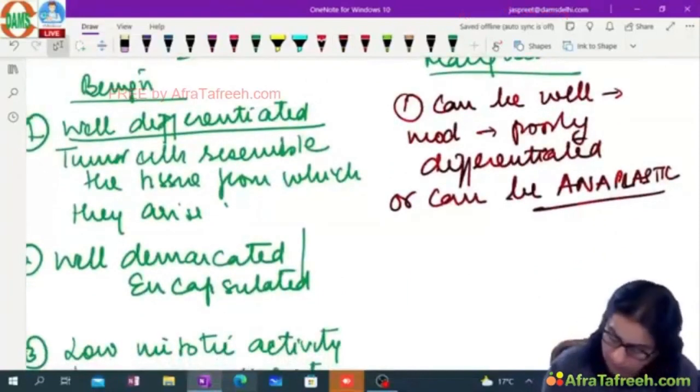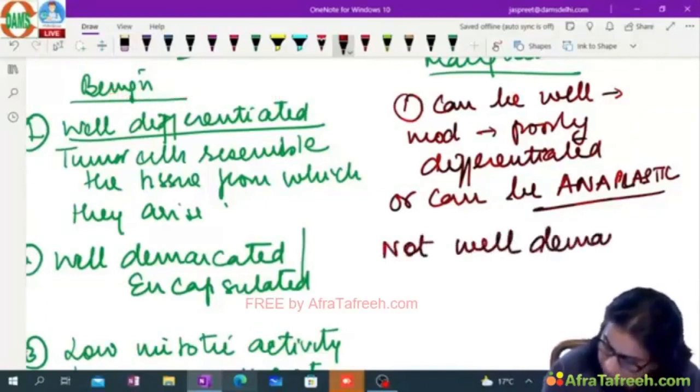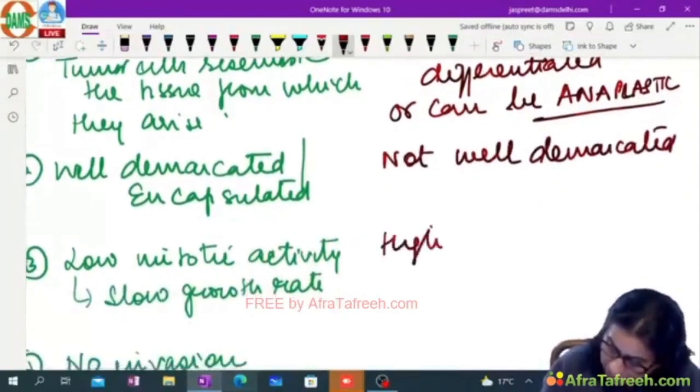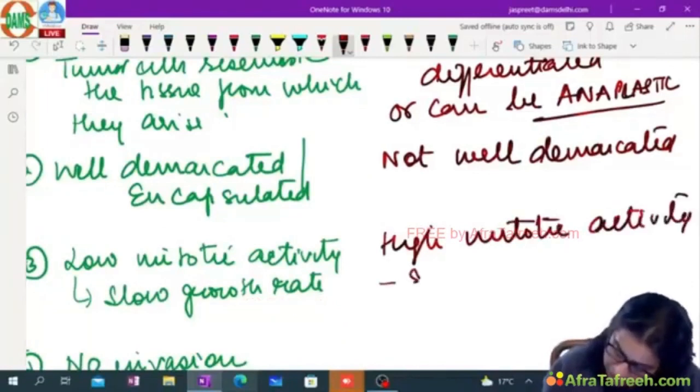Second, malignant tumors are not well demarcated. They are not at all well demarcated. Third, they have a high mitotic activity, and they have an erratic growth rate.